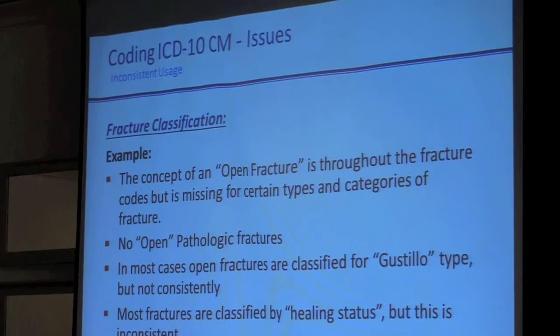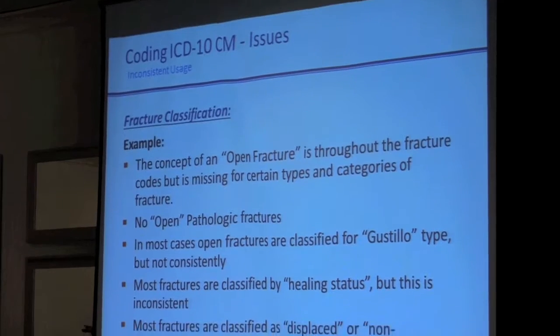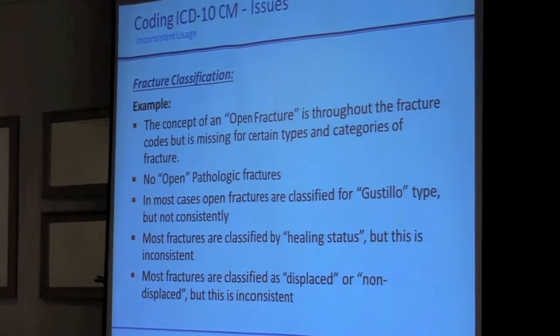Also in fracture classification, the concept of open fracture is used throughout almost all the codes, but is missing for certain types. For example, there are no codes for open pathologic fractures. Now, you're not going to see them very common. What it means is you have to code it as a pathologic fracture and you have to also code an open fracture of where that is.